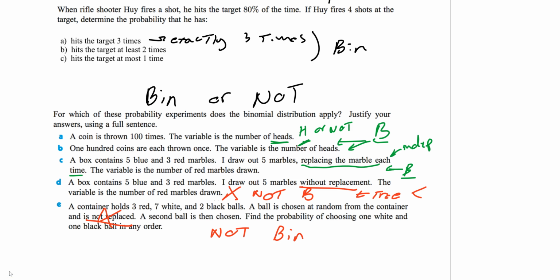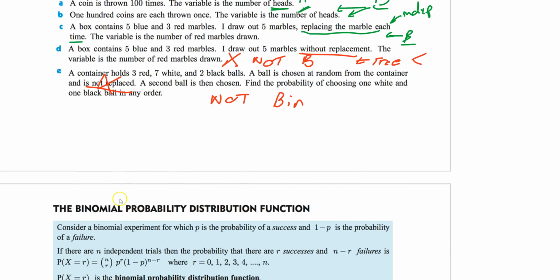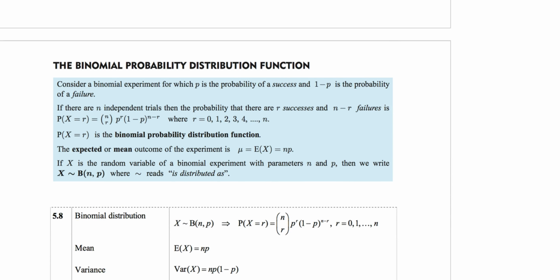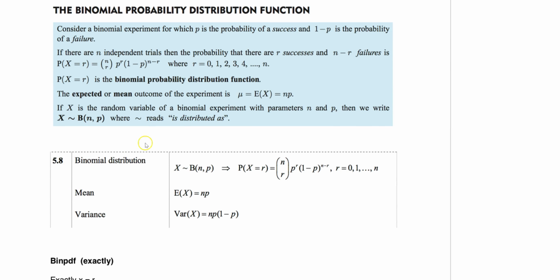Okay, now that we know what's binomial and what's not, let's actually talk about how to solve these problems. The way we solve these is with a binomial distribution, which, much like a binomial expansion, has to do with combinations. So here's the big old formula. This is in your formula sheet. Let's talk about what this means.